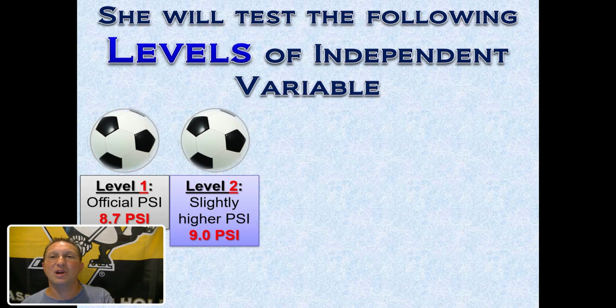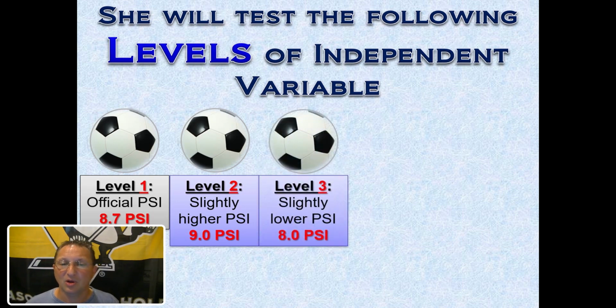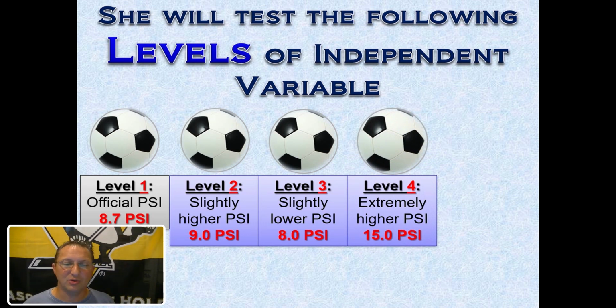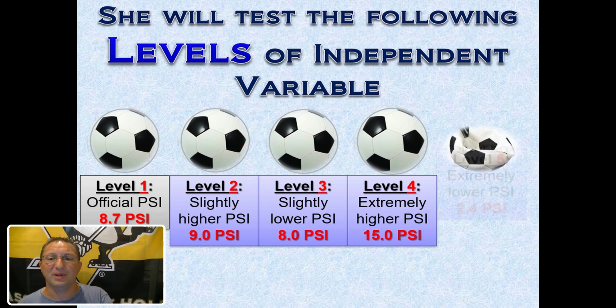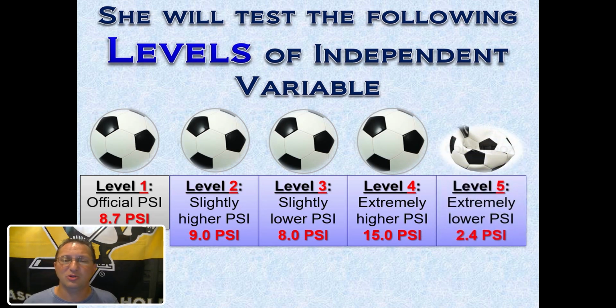But she decides to do a couple more. So she does a 3rd level where, if she went slightly higher with the 2nd level, she went slightly lower with the 3rd level, so only up to 8. And then she decided to go extremely high, so she blew it up to almost the point where the ball was going to explode. And she's at 15 psi. So she figured if she went extremely high, she might as well go extremely low. And so the lowest one was 2.4 psi. The picture here is probably not true. It probably would still be a spherical shape, just not quite like that.